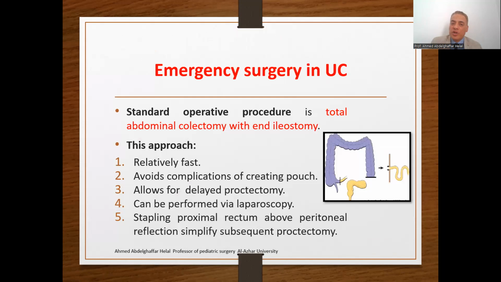In emergency surgery, the standard operative approach is total abdominal colectomy to remove the whole colon and perform an end ileostomy. It is relatively fast, avoids the complications of anastomosis and the creation of a reservoir or pouch, allows for delayed removal of the rectum, and can be performed laparoscopically. So this technique is suitable for emergency surgery. You just perform total abdominal colectomy and bring the ileum to the skin as an end ileostomy.